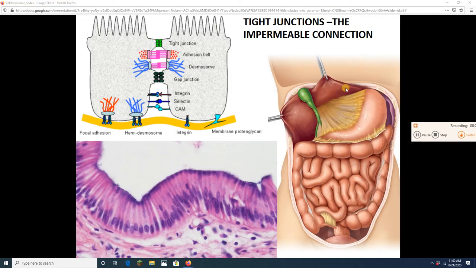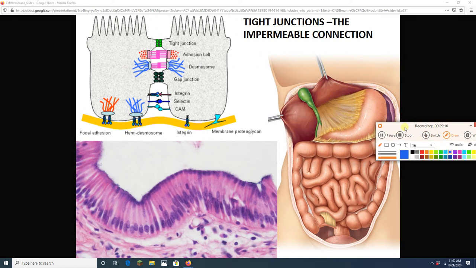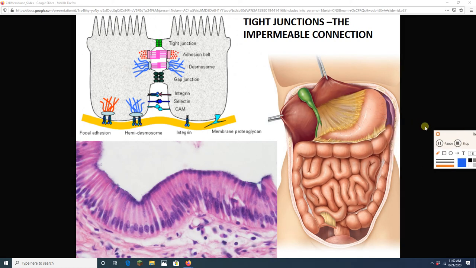All right, we have opened up the ventral body cavity here. We see the ventral body cavity. We see the diaphragm here. We see the abdominopelvic cavity. We see the abdominal cavity. We see some mesentery in here as well. We see the visceral peritoneum on the outside of our organs.